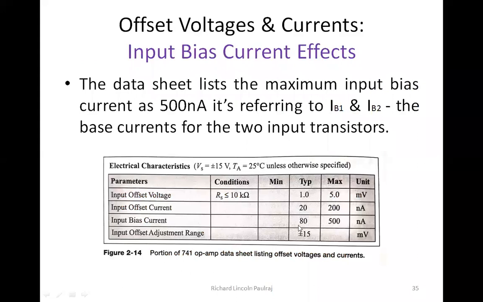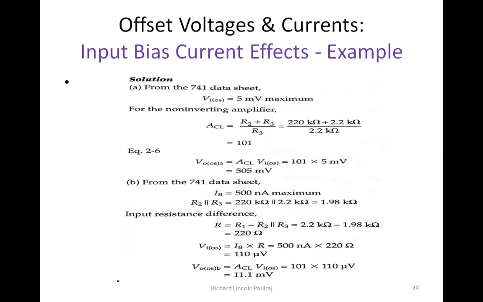We don't take the regular, general value. We take the maximum or the worst case scenario, because whenever you're designing, you need to know the worst case analysis. So we know that IB is about 500 nanoamps. And then taking R2, R3 in parallel, we get about 1.98 kilo ohms. I think all of you know the formula, I don't have to stress on it.